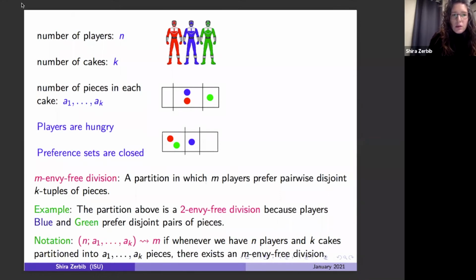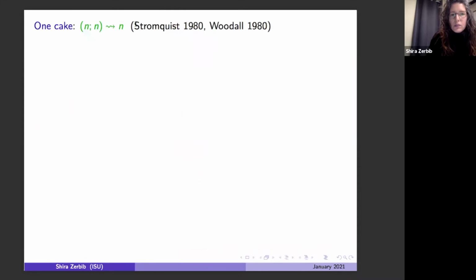So just to practice this notation, here is what Stromquist and Woodall tell us. The classic envy-free cake division tells us that if we have n players and one cake that is to be partitioned into n pieces, then we can find an n envy-free division. So we can divide the cake among all the players.